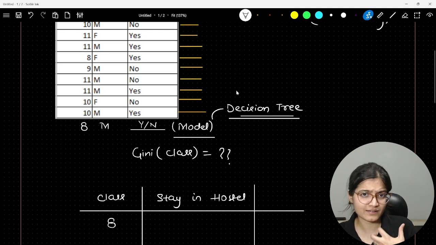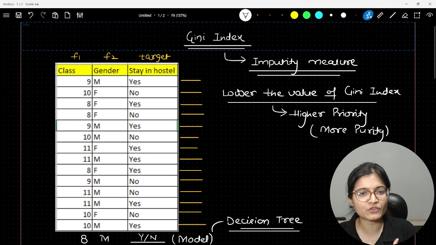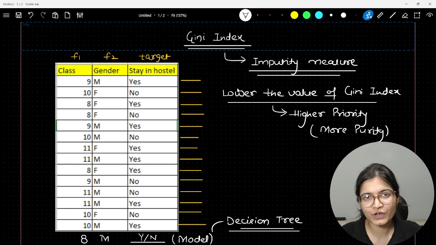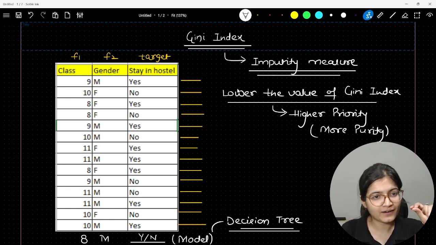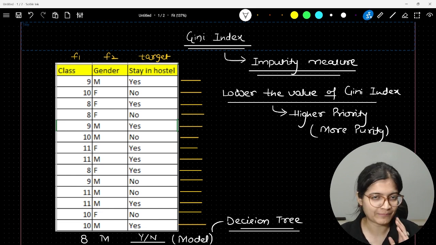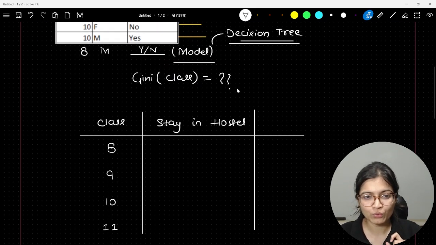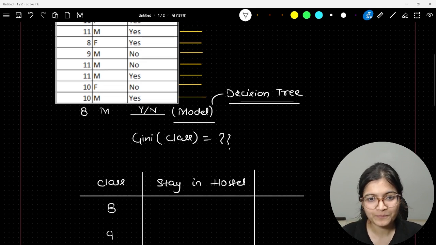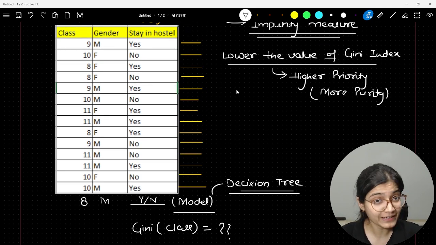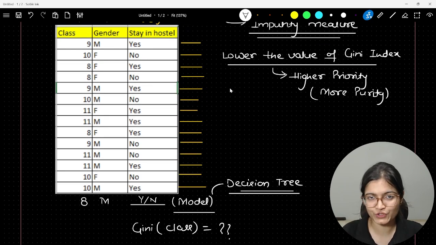And in the second step, you will observe that we will try to evaluate the Gini index for the value of gender. Now, whichever Gini index value is lower, that will be the root node for that particular tree. So let's try to understand how we can evaluate that. Now, with respect to class number 8, how many yes are there? These are the steps which I'm trying to convey to you with the help of this numerical example.